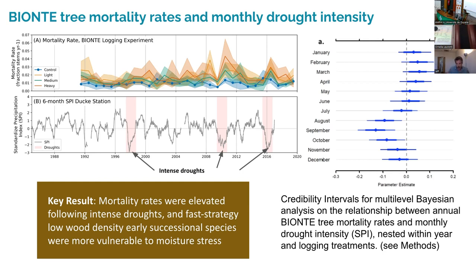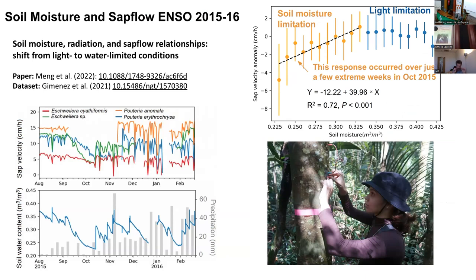So if we look at just the 2015-2016 event, we quickly established some ecophysiological measurements to try to better understand why these trees are dying. And so in this case, what we've done is we've installed these sensors called sap flow sensors. These sensors measure the flux of water up the stem. As you can see here, this sap velocity.